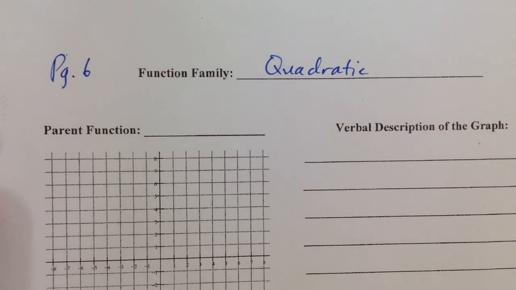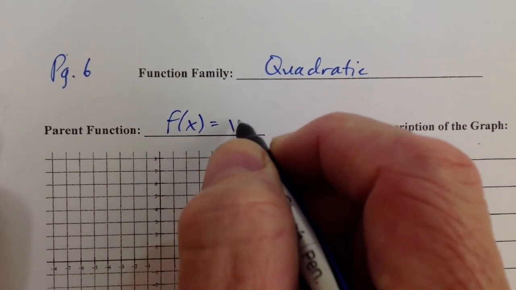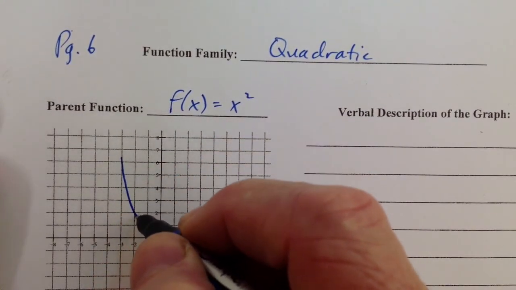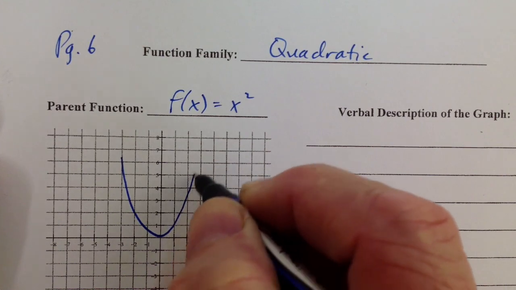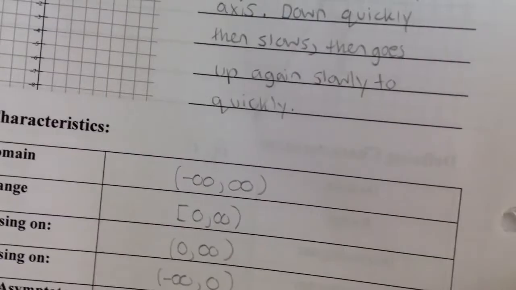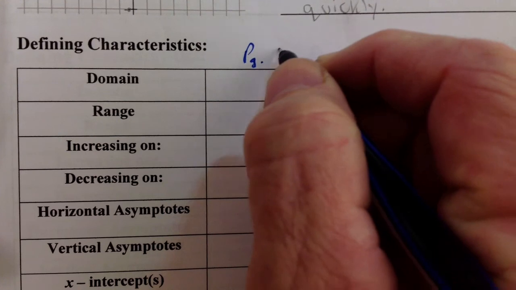Function, parent function would be y, or f of x equals x squared. So I'm not super concerned that you get the points exactly right. I just want to make sure you understand y equals x squared looks like that. And let me flip over to page 6. So most of you probably already know these things here. So this is again page 6.